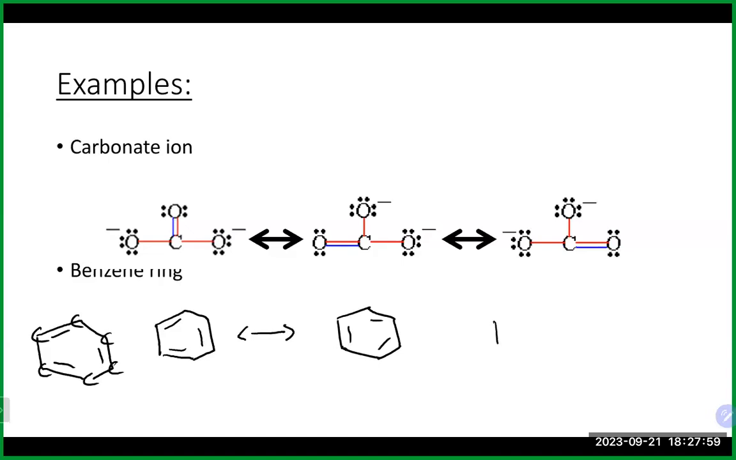Sometimes people even draw benzene with just a circle in the middle to indicate that those electrons are kind of moving around from carbon to carbon. So you'll sometimes even see it like that.